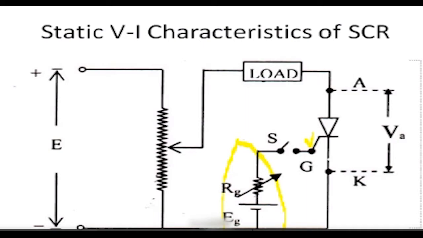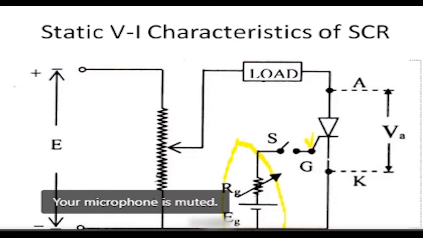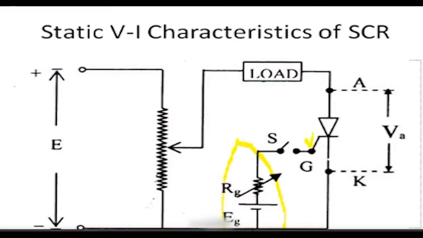In forward biased condition, as I said, junctions J1 and J3 are forward biased, whereas junction J2 is reverse biased. This J2 will block the current so that the SCR acts like an open switch. This is what I said for an ideal condition.